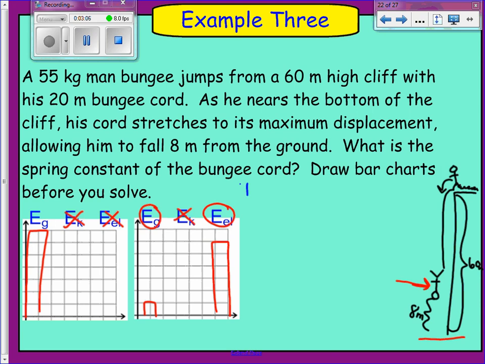Let's start out by calculating, if we can, what the total mechanical energy is in the system. I'm going to try to get that from the first bar chart since there's only one energy there, EG. If I can find out what my EG is in the first bar chart, that will be my total mechanical energy. EG is found by taking mass times g times h, and I do have all three of those values. The man is 55 kilograms, acceleration of gravity is 10 meters per second squared, and he's at the top of a 60-meter high cliff. So the gravitational energy and also the total mechanical energy is 55 times 10 times 60, or in other words, 33,000 joules.